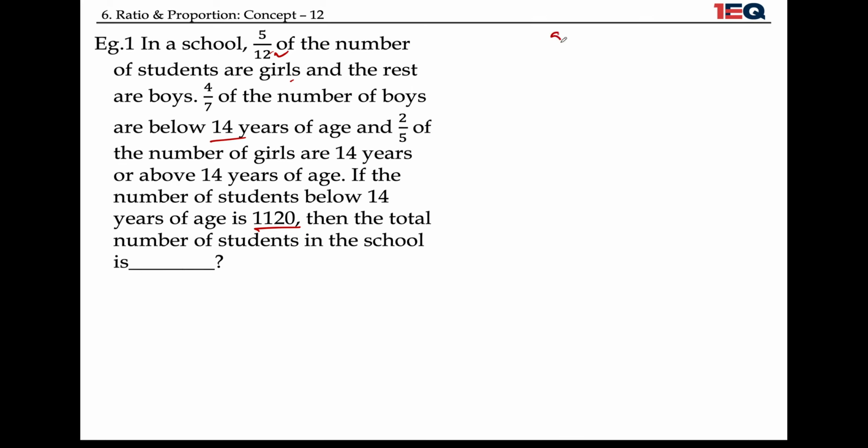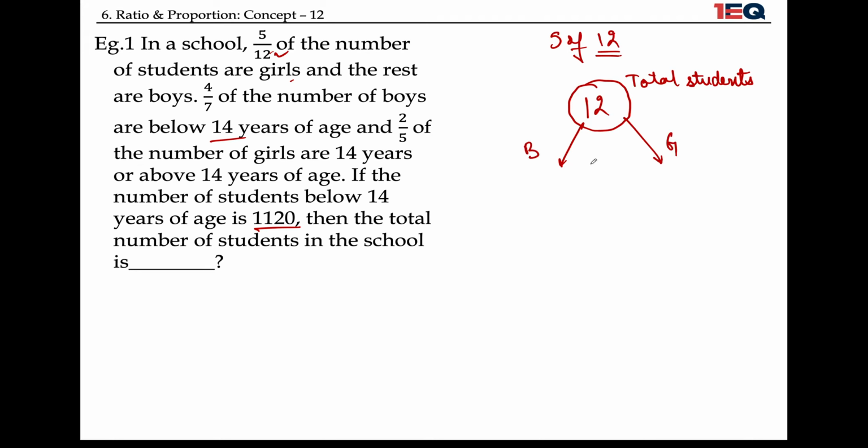Okay, so let me start off directly by 5 upon 12. When I say 5 of 12, this means that my starting point was 12. So I would make a bubble over here, and the bubble says 12. The 12 is the total number of students. So the first branching is on the basis of gender, about boys and girls. 5 of 12 are girls. So this means very clearly 7 of 12 are boys. The first branching has been successfully done.